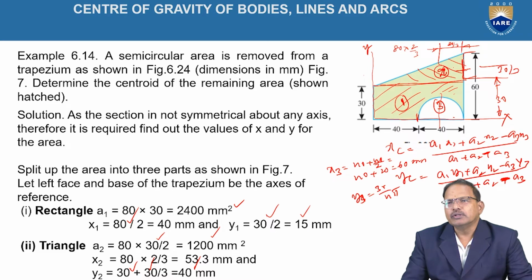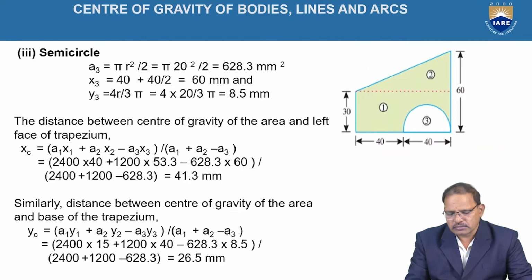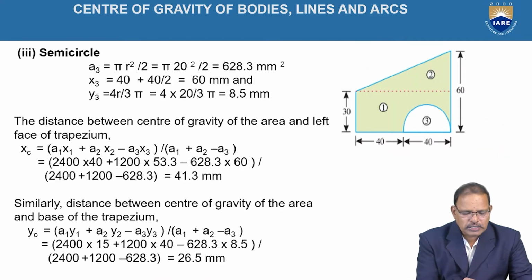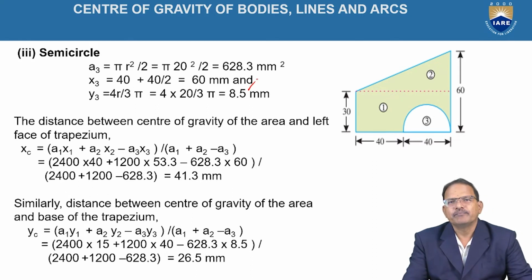So, by using the relations, you have to determine the position of the centroid of each element 1, 2, 3, as well as the corresponding areas, also with respect to the reference line. Here 4r by 3 pi is equal to, we got, 8.5 mm.